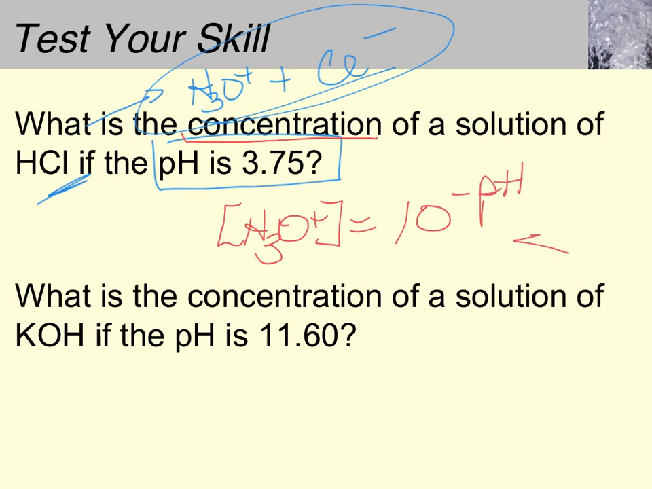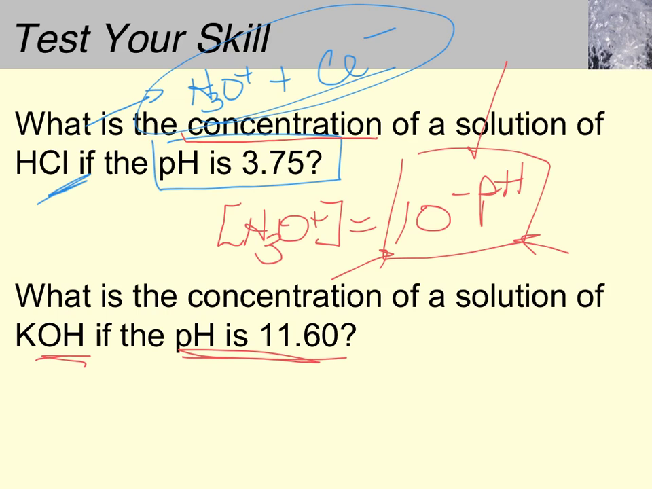So what you really need to do at this point is get your calculator out and make sure that you know how to calculate this. That's messed up more than one person on a quiz or test, not knowing how to use a calculator. And I'll give you the answer on the next page, but make sure you enter it and go ahead and see what you get. What is the concentration of a solution of KOH if the pH is 11.6?